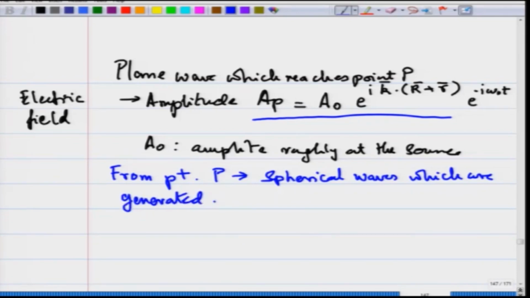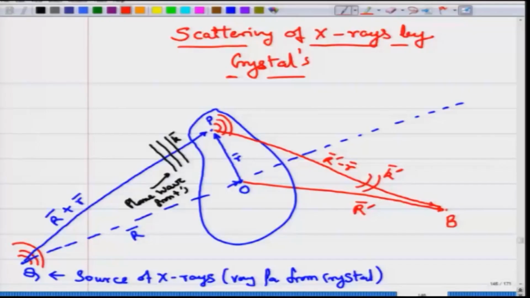So, you have spherical waves which are generated from point P, but what is important is the intensity or the net amplitude of the waves which reach point B. We would like to find out the amplitude of the waves which are reaching point B. When I speak of amplitude of the X-ray or the electromagnetic wave in this part of the lecture, I mean the electric field vector. By amplitude it will be synonymous with the electric field vector.